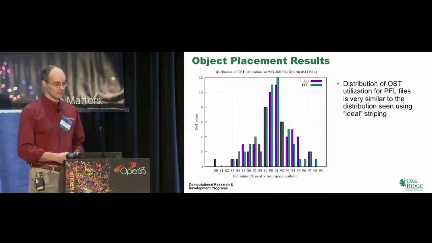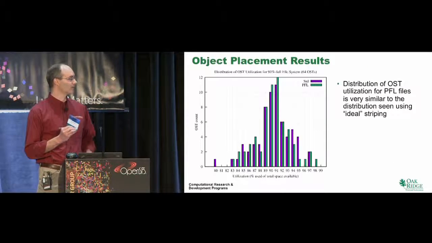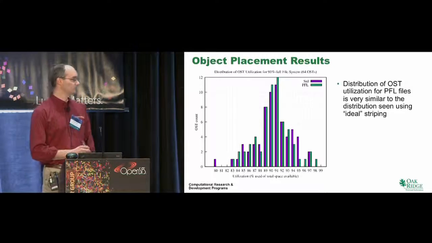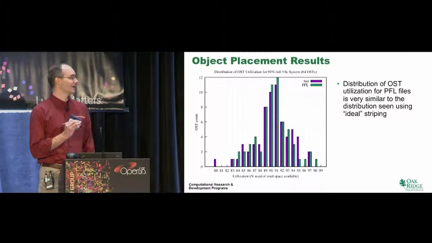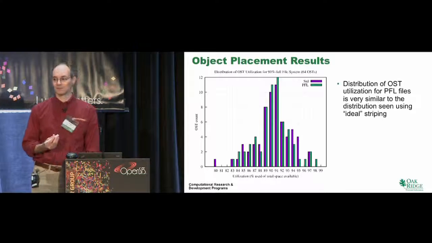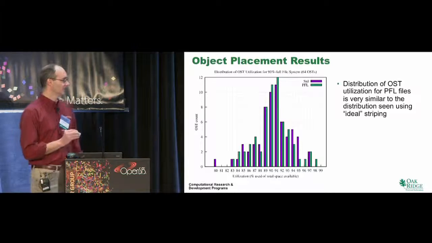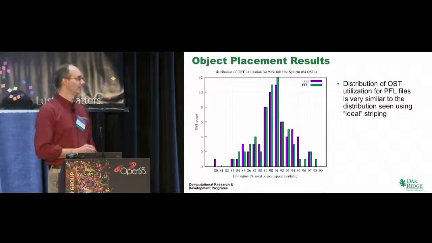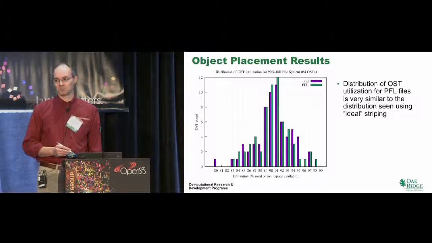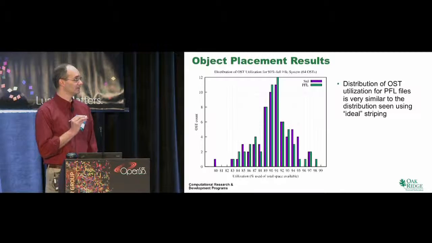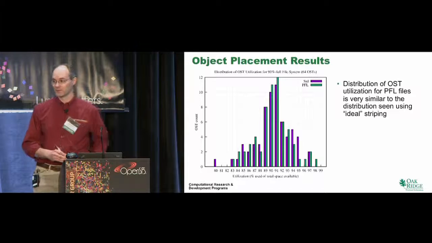And we looked at the OST utilization. Here we have the percent utilization as well as the number of OSTs that were that full. The purple lines show us the ideal case. If everybody did the right thing and chose their stripe counts the way they should, this is how the OST usage would look. And then the PFL case, where people took the same layout and didn't make any changes at all and just wrote whatever data they wanted to, is the lighter color line, and the distribution is very similar.